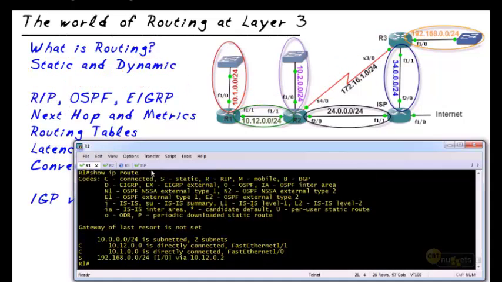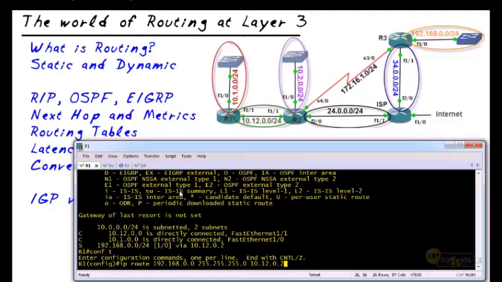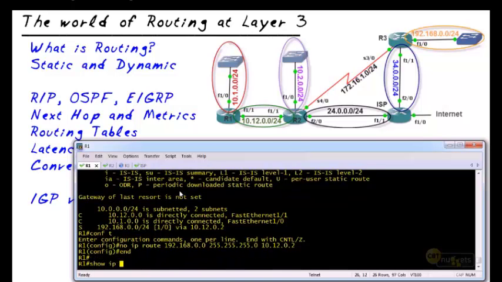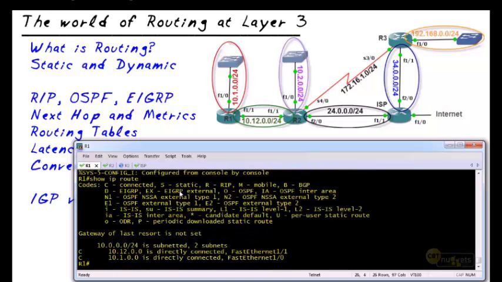I'm going to go back to R1, where I configured a static route. I'm going to take that out, because that way we show everything working without any static routes. So that's how you say take that away in Cisco speak: you put a no in front of it. And we just show IP route. We're back to our two directly connected networks on R1.